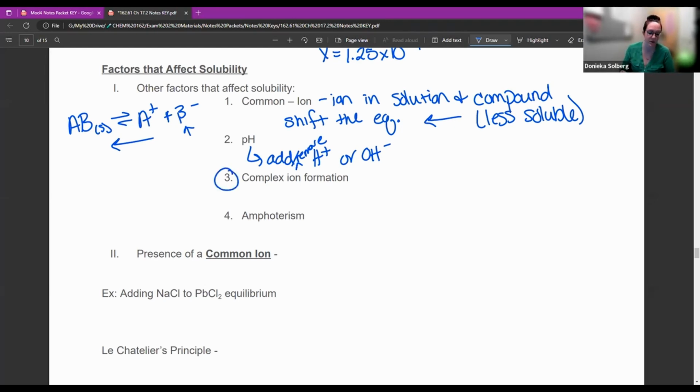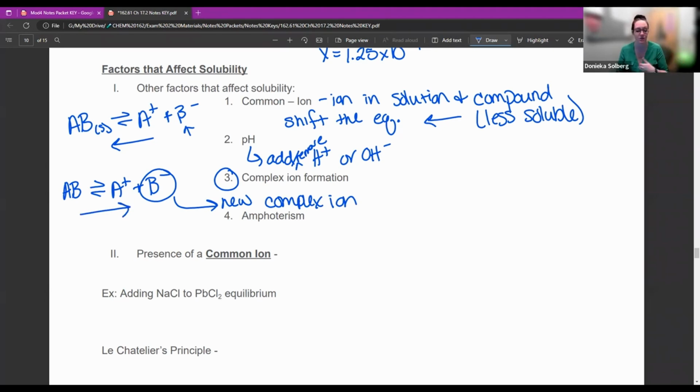Now, this one is more like chapter 24, so we will talk about this later. But some ions, especially metals, can make what are called complex ions. Essentially, it's using an ion that was in my equilibrium to make something else. If it's used in a second equation, that's like taking it out of the equation. So if AB makes A plus plus B minus, and I use the B minus to make a new complex ion, that would be like taking out some of the B minus. So it's going to shift this way to fill in the space, according to Le Chatelier's principle.